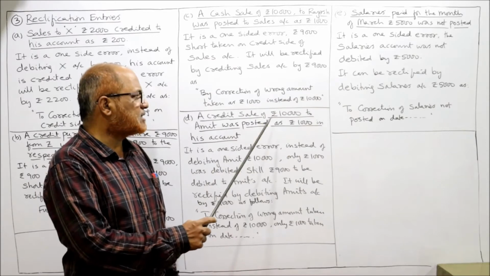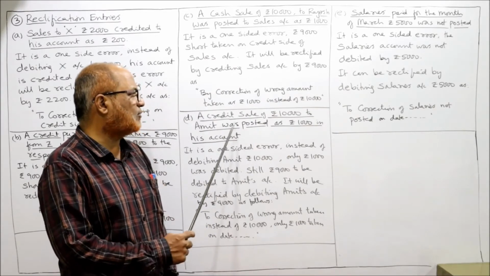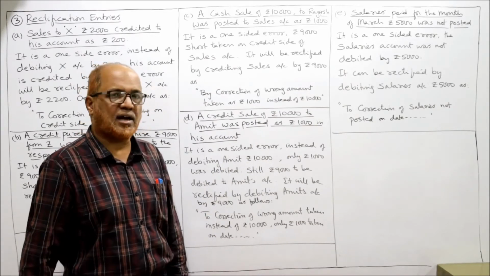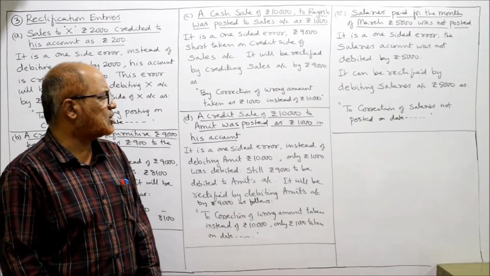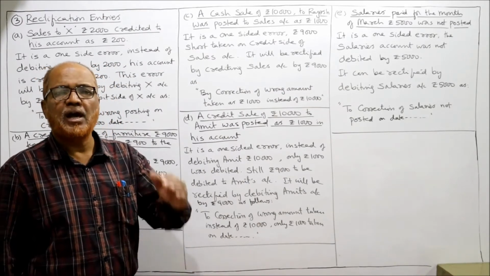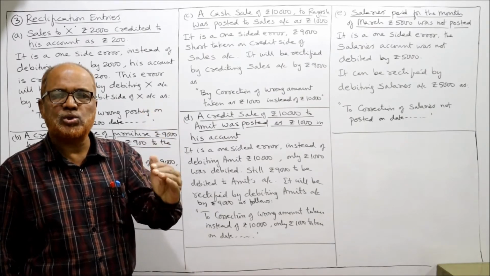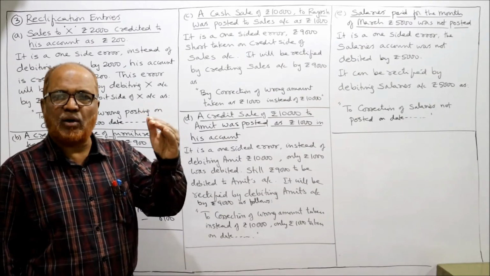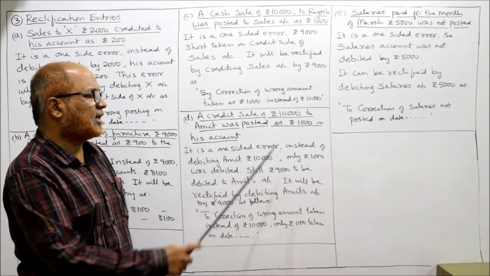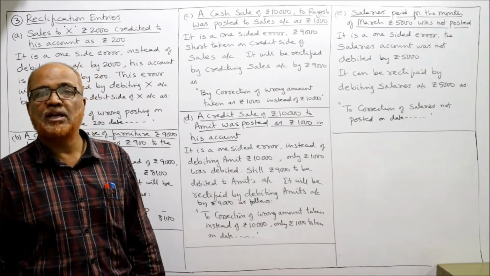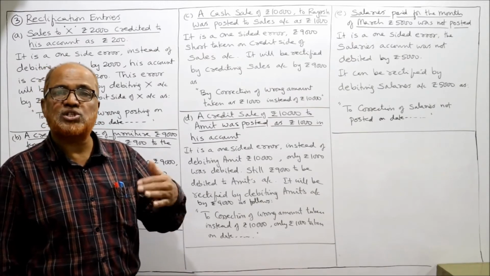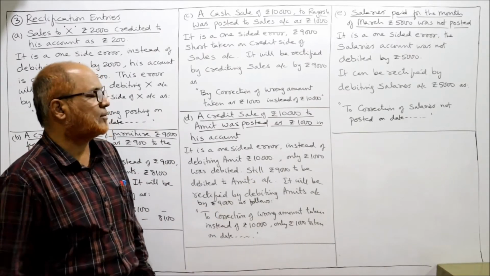Next, a credit sale of rupees 10,000 to Amit was posted as 1,000 in his account. A credit sale of rupees 10,000 to Amit. The entry will be Amit account debit to sales. How much? 10,000. Was posted as 1,000 to his account. His account means Amit's account was debited by only 1,000.